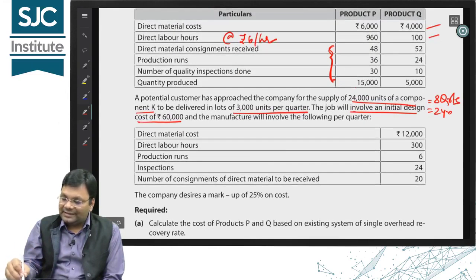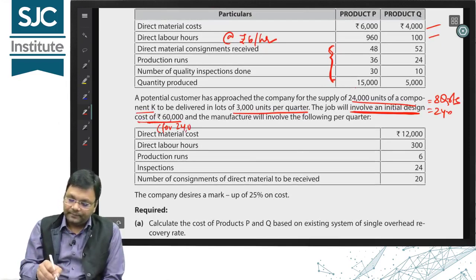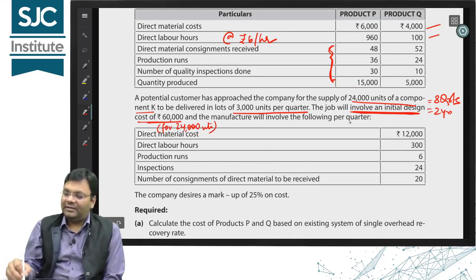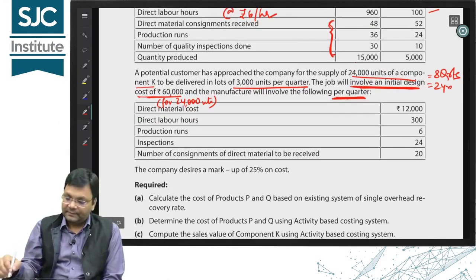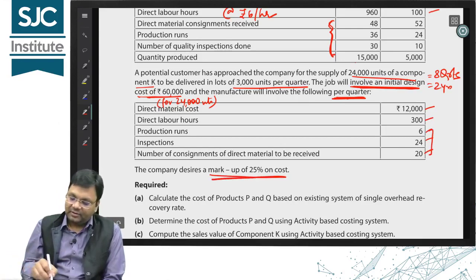See, it is an initial design cost, so it is a one time cost, and must be applicable to all 24,000 units. For 24,000 units it is a one time design cost, but these details are given per quarter. Per quarter means these details are for 3,000 units. We have material costs, labor hours, production runs, inspections and number of consignments of direct material received. The company desires a markup of 25% on cost, so we can add that in cost, not a problem.